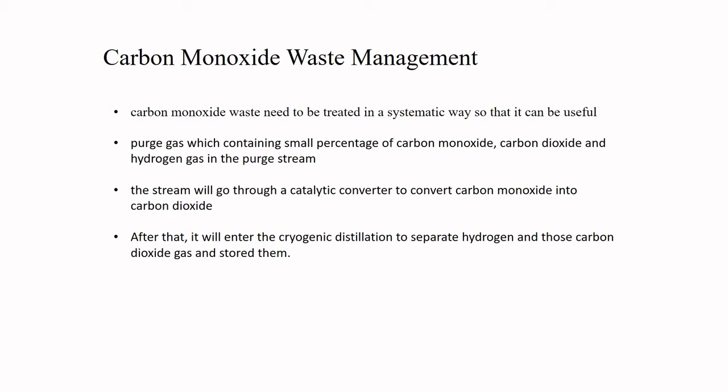A small percentage in the stream contains carbon monoxide, carbon dioxide and hydrogen gas. The stream will go through a catalytic converter to convert the carbon monoxide into carbon dioxide. Then we will separate the hydrogen and the carbon dioxide and store them.